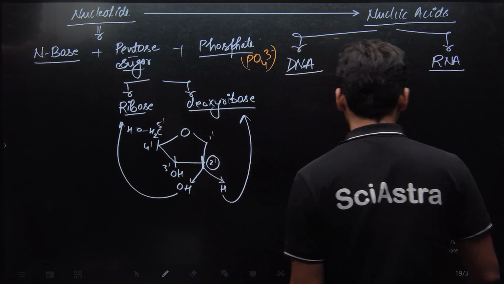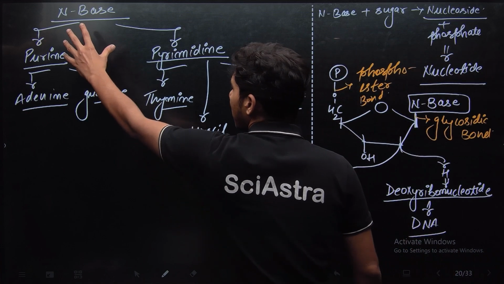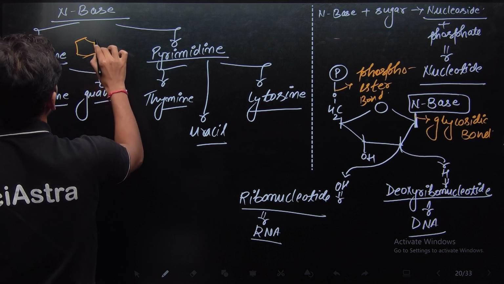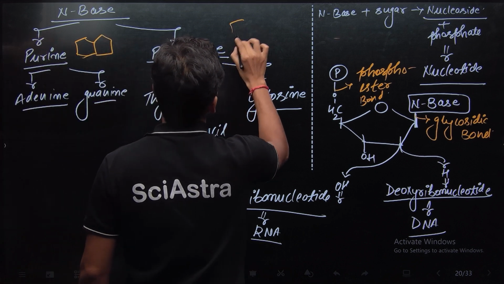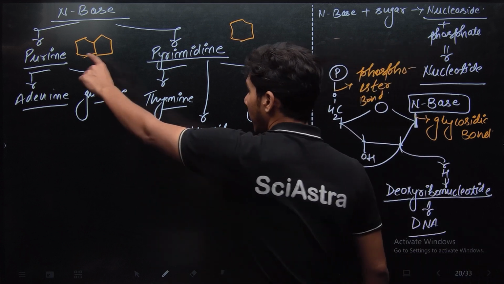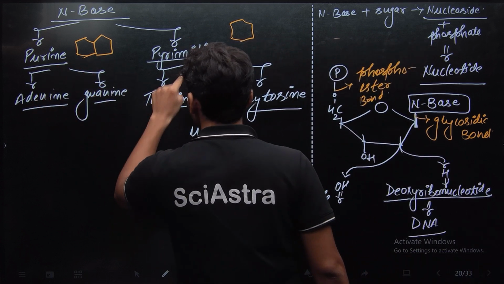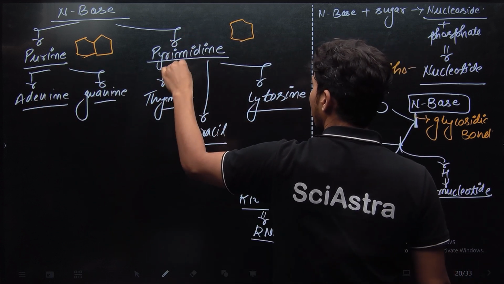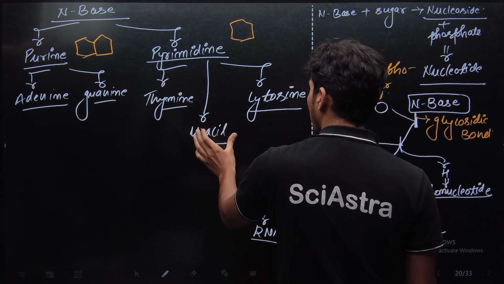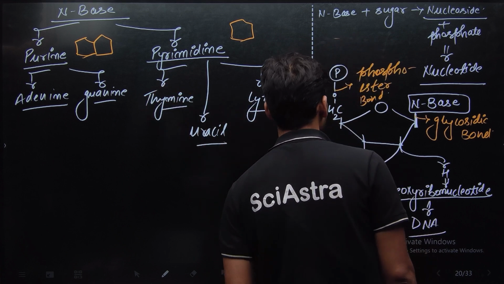Let's see what a nitrogenous base is. A nitrogenous base is of two types, purine and pyrimidine. Purine has a two-ring structure like this. Pyrimidine has a one-ring structure like this. Purines are of two types, adenine and guanine. Pyrimidines are of three types, thymine, uracil and cytosine. In RNA we have uracil and in DNA we have thymine.